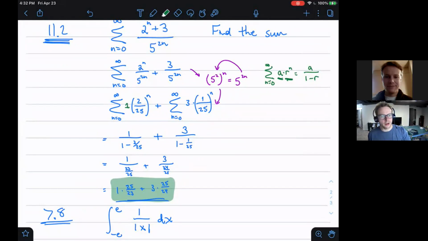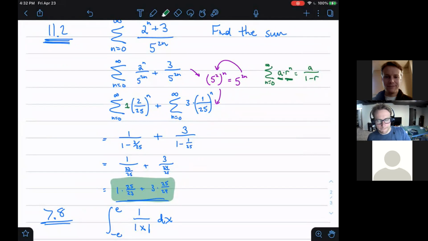Good. Gabriel, you have your hand raised. What's going on? So with this problem, if it started at n equals 1 instead of n equals 0, how would we change our method for figuring out the sum of this problem?